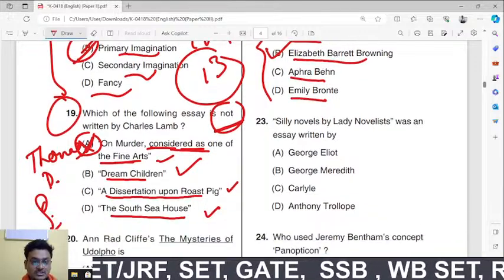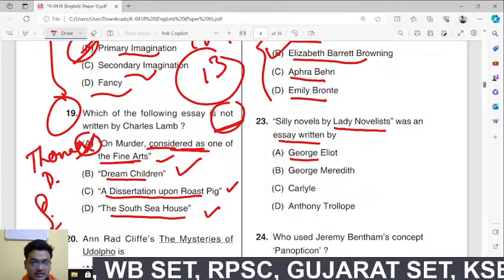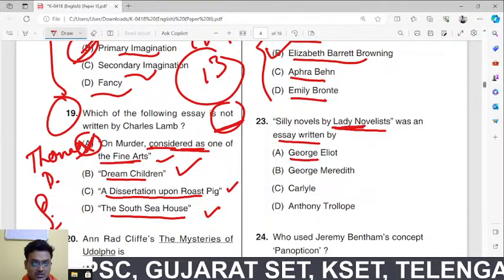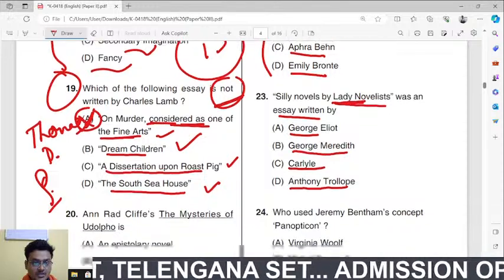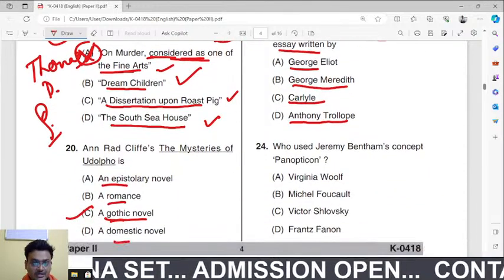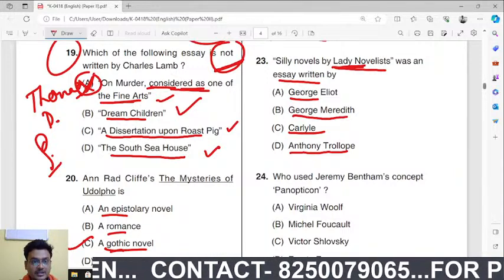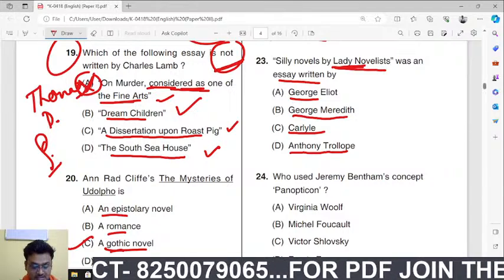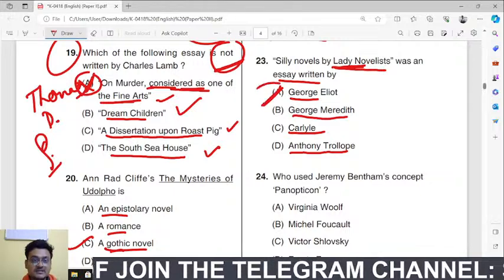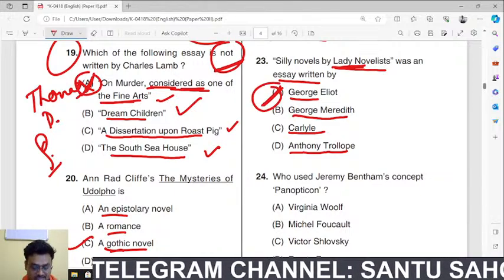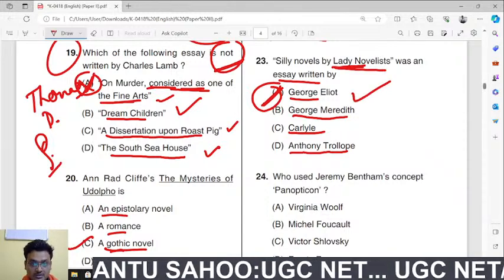Silly Novels by Lady Novelists, an essay written by whom? George Meredith, Thomas Carlyle, Anthony Trollope, or George Eliot? This is an essay by George Eliot, that is Mary Ann Evans. Silly Novels by Lady Novelists was an essay by George Eliot. 23A is the right answer. Got it. Excellent, Babu.